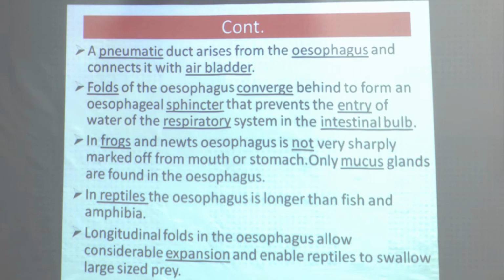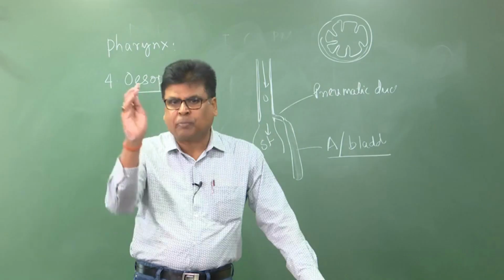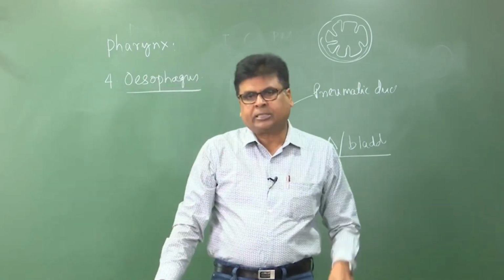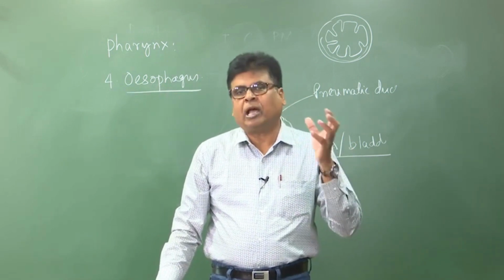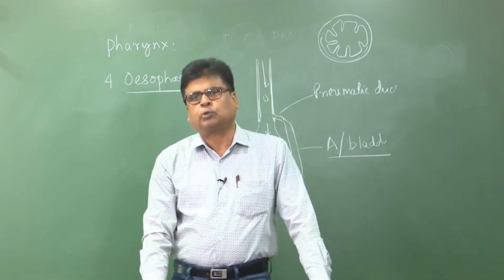just like the cartilaginous fishes, and prevent the entry of water of the respiratory system into the intestinal bulb, the most important feature in them. Then this is all about the fishes. Then come to the amphibians. In case of amphibians, what happens?